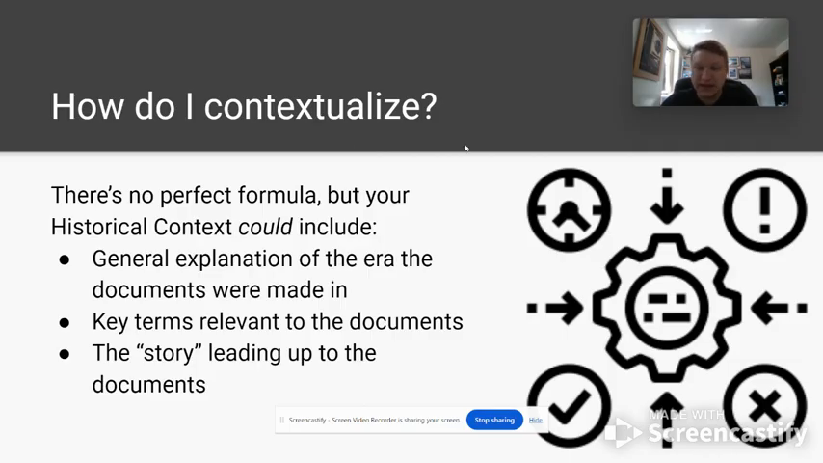In order to contextualize, right, to give historical context, there isn't a formula that I can give you. I can't tell you that you needed to say and do these exact things in order to get your points, but I can give you some advice. First off, it should be a general explanation of the era that the documents were made in, if they're made in the same era. You can also give key terms that are relevant to the documents, and as someone who has graded these exams before, oftentimes the graders are looking for these key terms. If you really need the basic, it's the story leading up to the documents. So if the documents are about a certain event or topic, tell the reader how we got to that point.